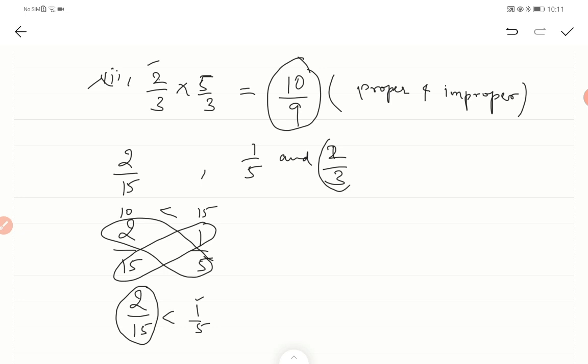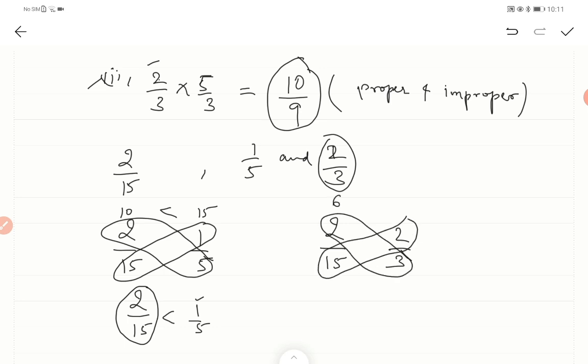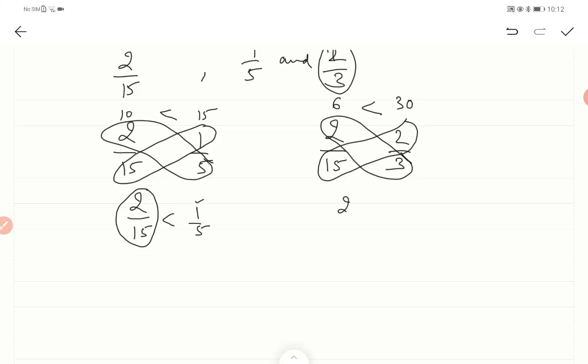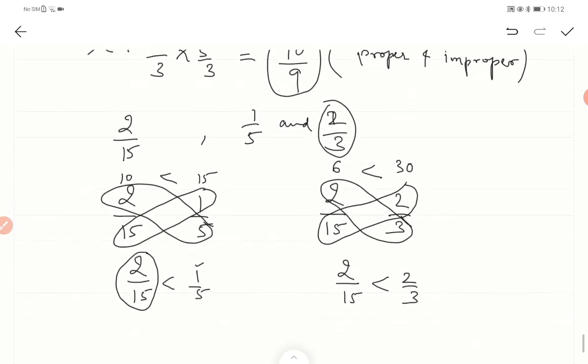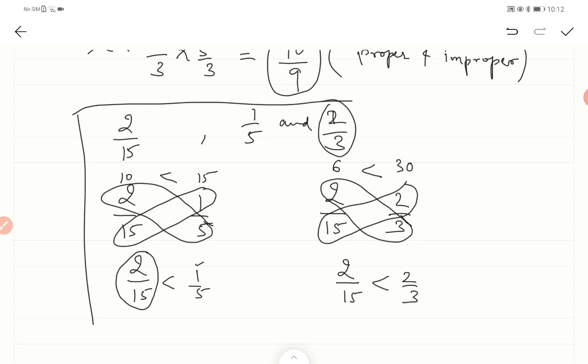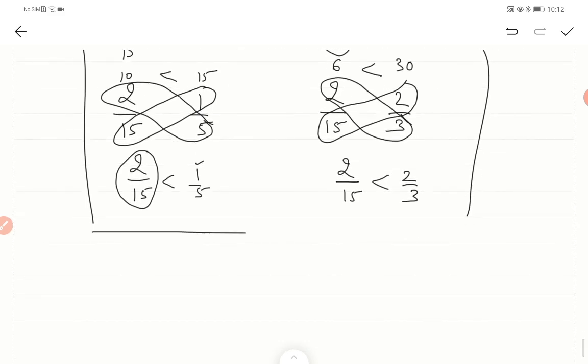Let us see for the other proper fraction. Our answer is 2 by 15 and the other is 2 by 3. Let's compare these two. It is 6, and here 15 twos is 30, isn't it? So again 6 is less than 30. That means your output product 2 by 15 is less than 2 by 3. This was your first set, two proper fractions we took. So we've got the answer: the product is less than the individual fractions.